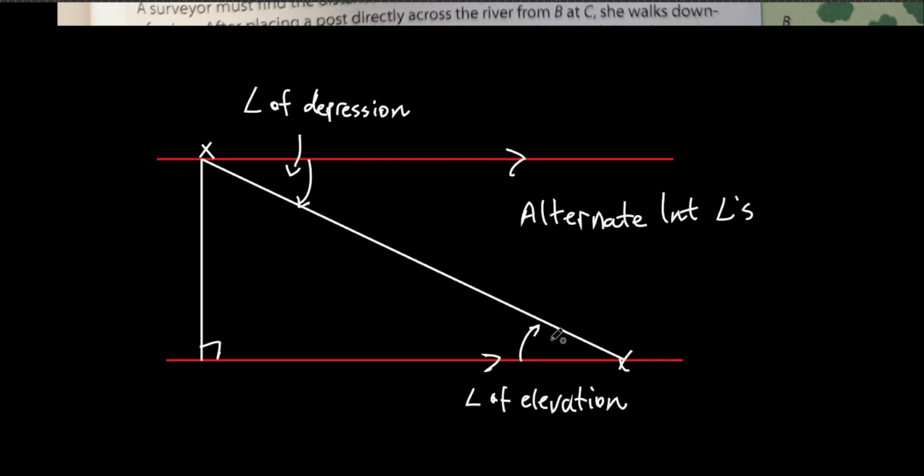So these right here are alternate interior angles. Would you agree? Yeah. Here's my parallel lines. Here's my transversal. The alternate interior angles are equal to each other. So if this was angle theta, what would this down here be? Angle theta, because they're exactly the same thing, okay? So the angle of elevation is equal to the angle of depression.